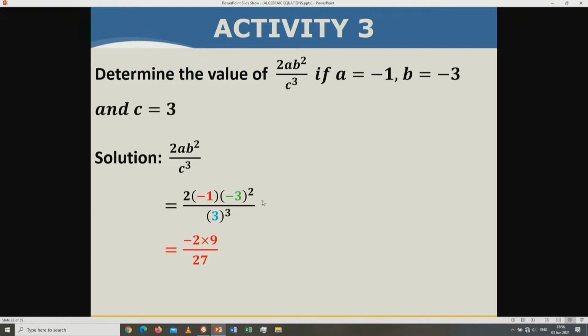You will realize that on the denominator we are going to have negative 3 squared, which will be positive 9. And then 2 times negative 1 will give us negative 2. Then for the next step we will have negative 2 times positive 9, which will give us negative 18. Let me just show this one on the calculation.